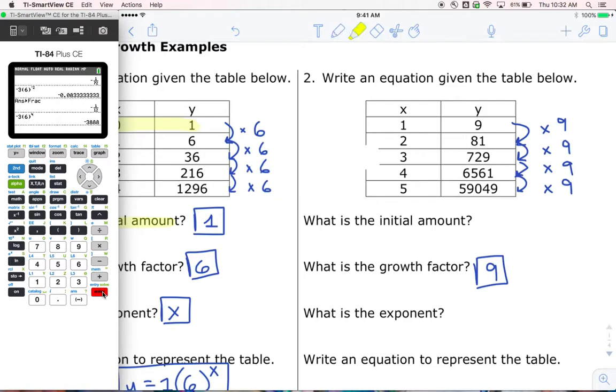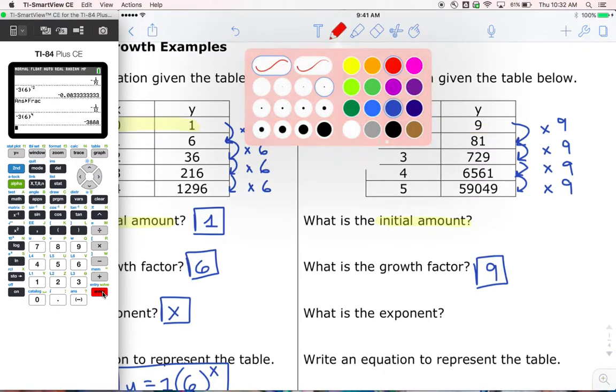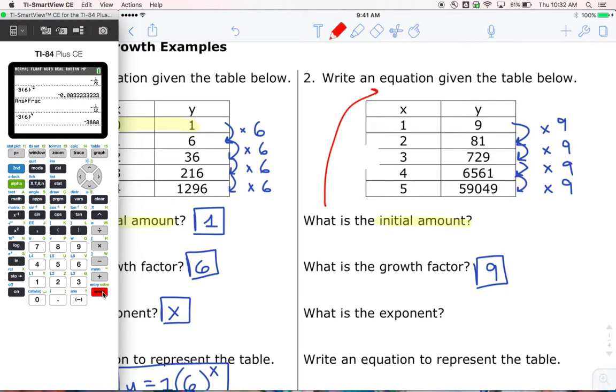But what is my initial amount? Don't tell me 9. It's not 9, right? Remember, my initial amount occurs when x is 0. So my initial amount, we're going to have to figure out what goes there. What happens when x is 0? So we can think of this a couple of ways. What times 9 is 9? Okay, well, that's just got to be a 1, right? 1 times 9 will give me 9.